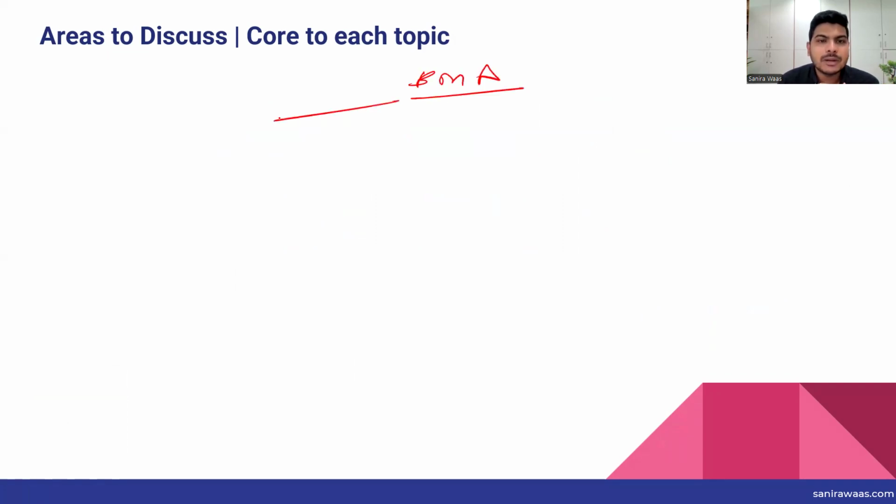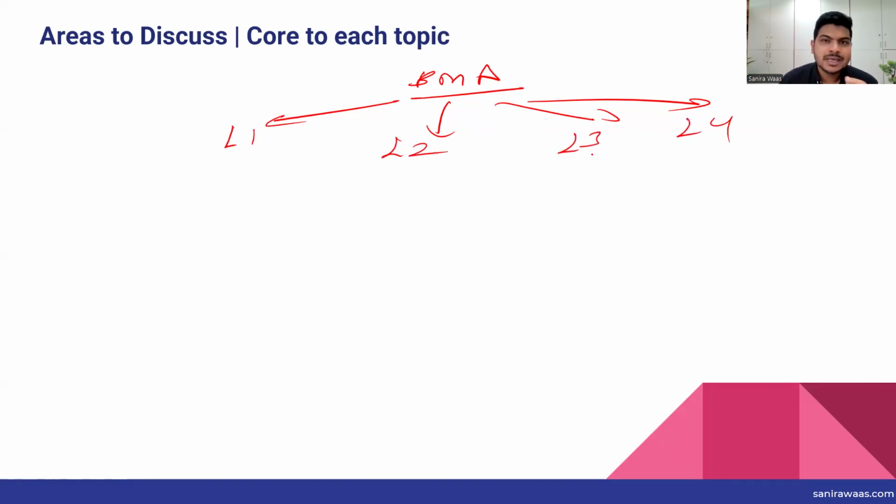Let's see, we have multiple lessons. I'll put it as lesson 1, lesson 2, lesson 3, and lesson 4. Each of these lessons has multiple concepts: concept 1, concept 2, and so on. So if you are really going to get ready for this subject, yes, you need to understand the core of this subject and the core of these topics, but most importantly, there are a couple of things that you need to keep in mind.